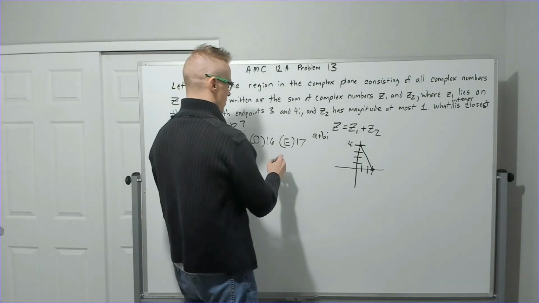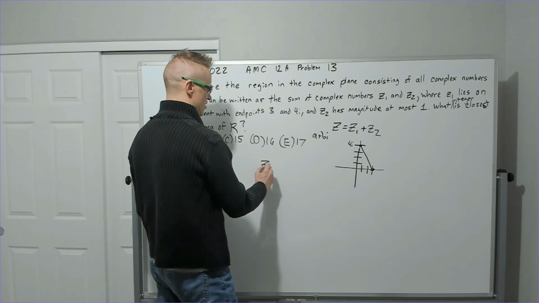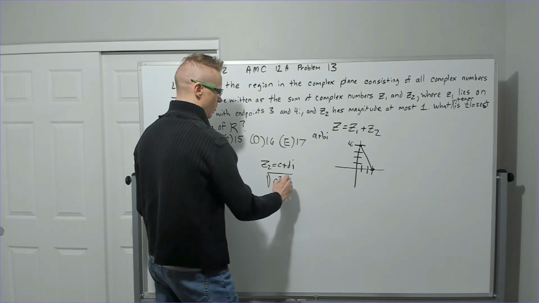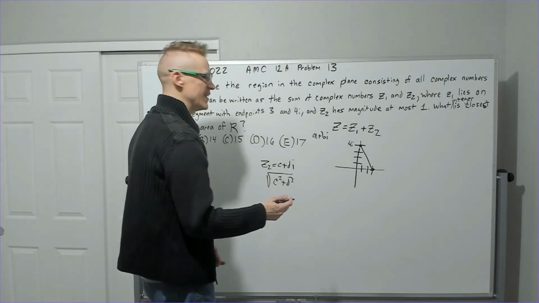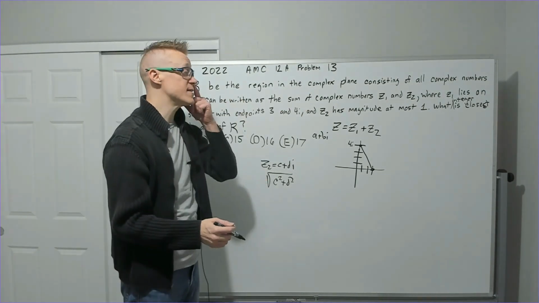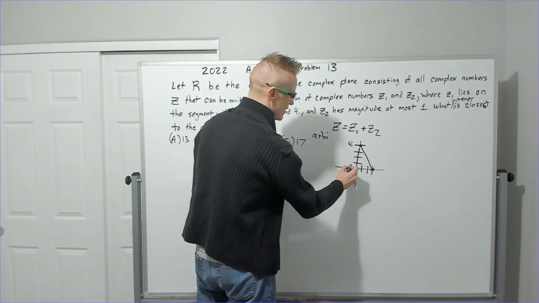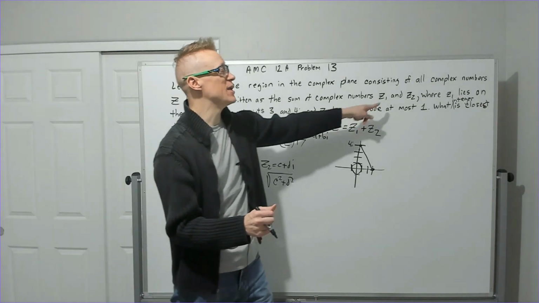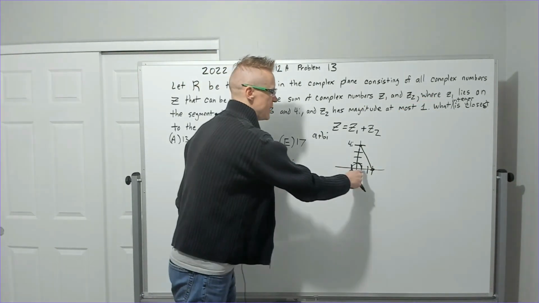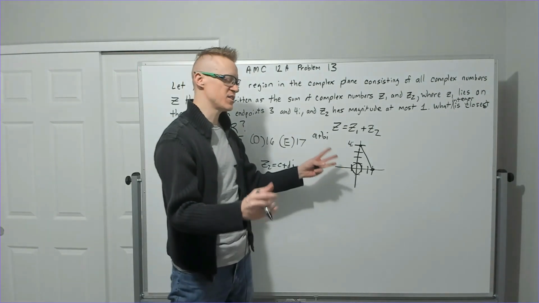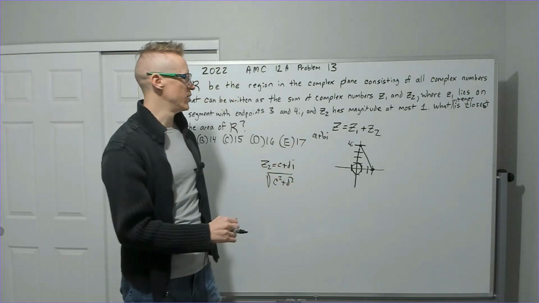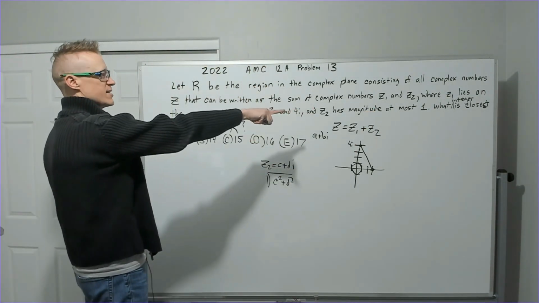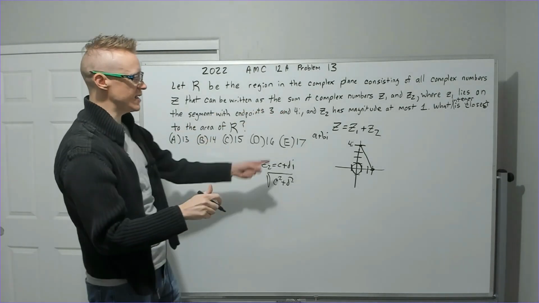So magnitude at most 1 would mean that if I let Z2 equal C plus DI, the magnitude is the square root of C squared plus D squared. It's kind of like distance from the origin. In fact, that's what it's describing. It's describing a circle centered at the origin where Z2 has magnitude at most 1, meaning it could be any point in that circle. All of those points are 1 unit or less away from the origin. So what integer is closest to the area of R?